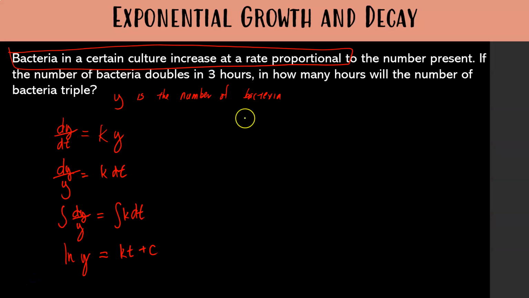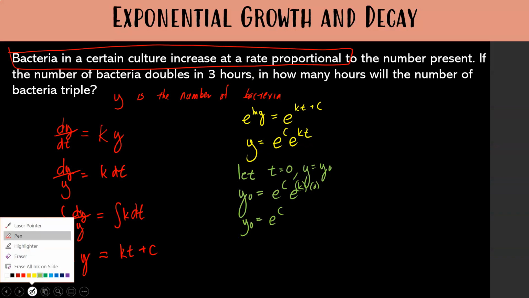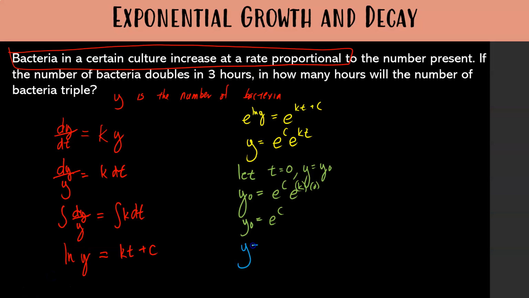and what's that going to look like? Let's do that in another color since we're starting a new one. e to the power natural log of y is equal to e to the kt plus c, or y is equal to e to the c, e to the kt. This is always going to be the case, but just a reminder, let's let time equal 0 and y equal the initial amount. So the initial amount is e to the c, e to the k times 0, or the initial amount is e to the c. Almost there. So our new equation, the total amount of bacteria, is going to be the initial amount of bacteria, e to the kt.